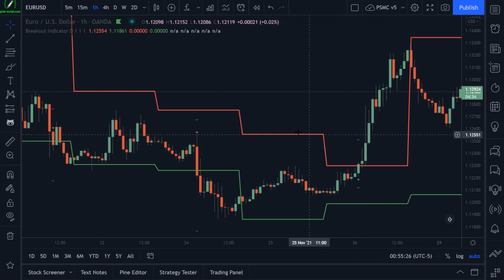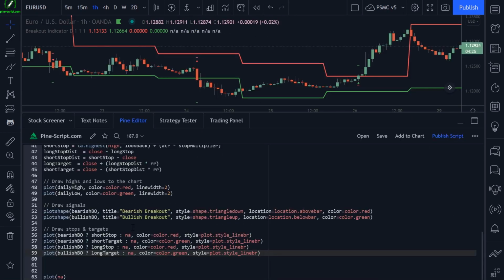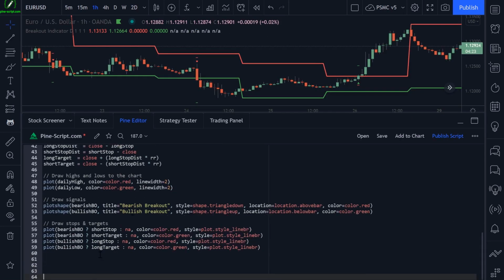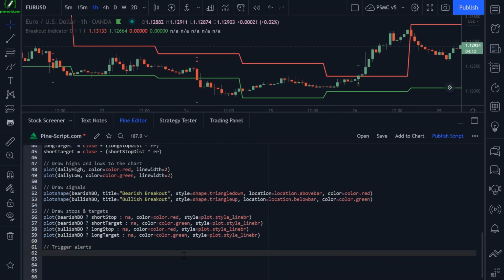For now, this is just a breakout indicator. But it's kind of useless at the moment because it won't tell you when a breakout occurs. Let's change that by adding in an alert condition. So here I can say trigger alerts, and we can split these if we want to. We can have two alert conditions.